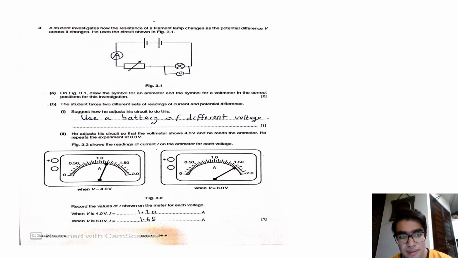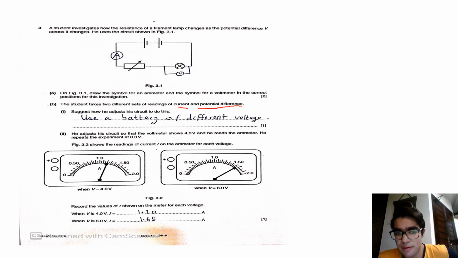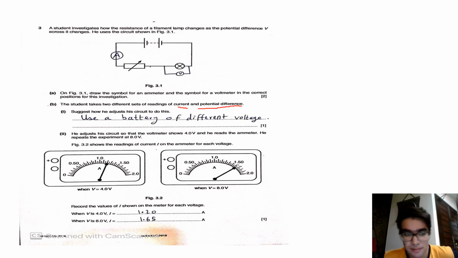So what I said is use a battery of different voltage, because it's saying that he takes different sets of readings of current and potential difference. Potential difference is another word for voltage. So the question is asking how he will adjust his circuit so that he can measure different amounts of voltage, or potential difference. You basically use a battery of different voltage, because voltage depends on the battery, right? So you use a battery of different voltage in order to get different current and potential difference readings.